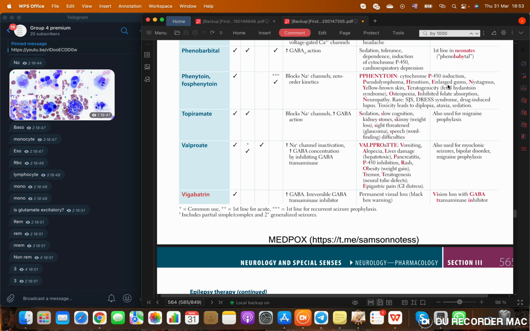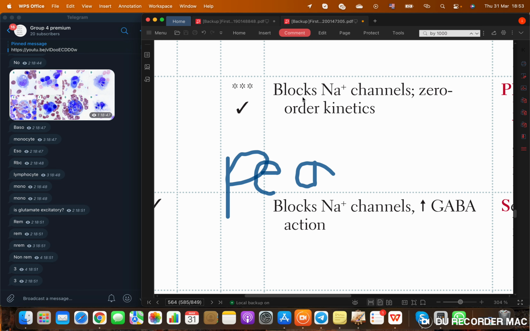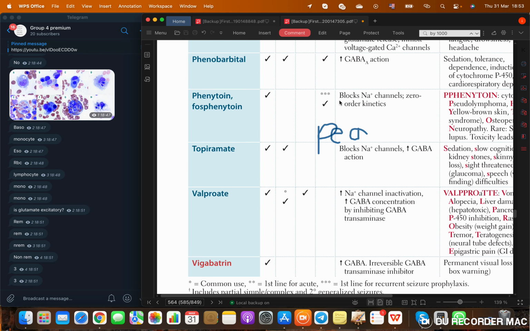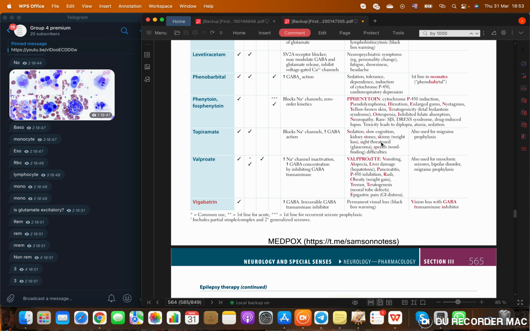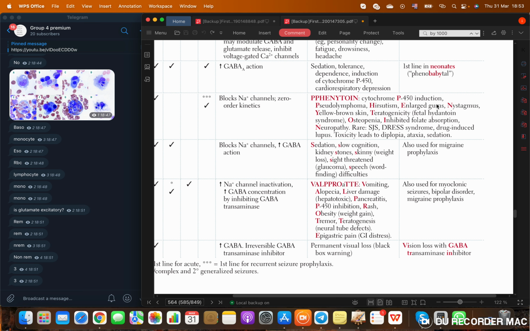So it blocks the sodium channel. It has a zero order kinetic. Remember, only 3 medications have zero order kinetics. It was the B like this. That was basically this guy, the phenytoin, E for ethanol, and A for aspirin. Only these 3 medications have zero order kinetics. So phenytoin, it's cytochrome P450 induction.